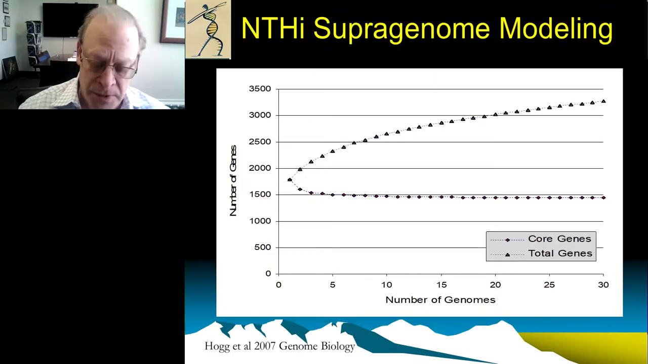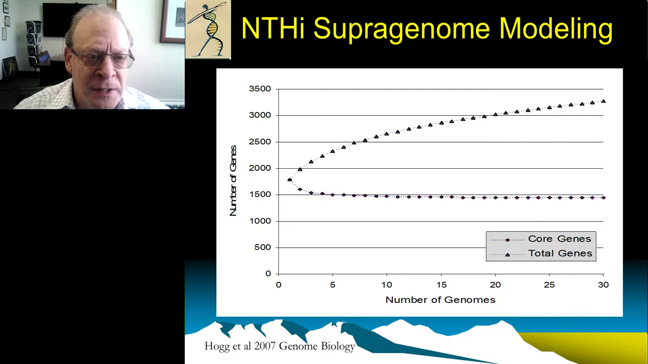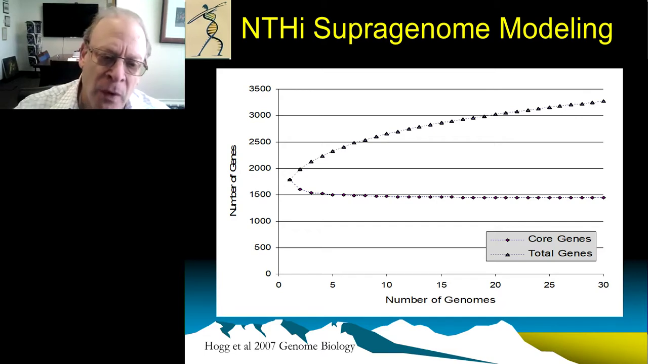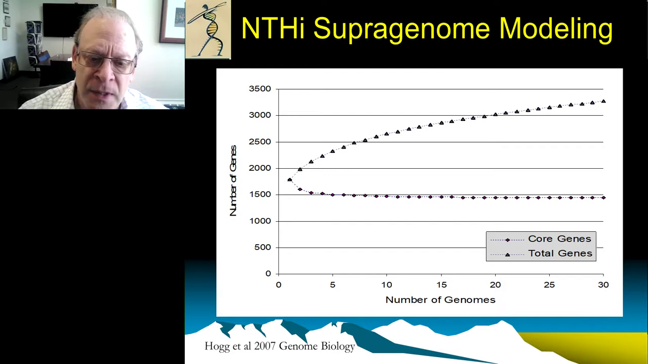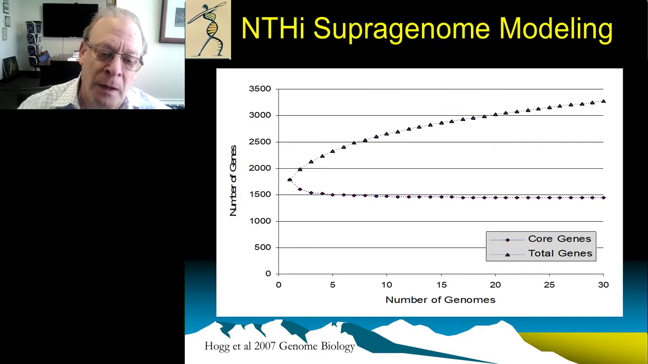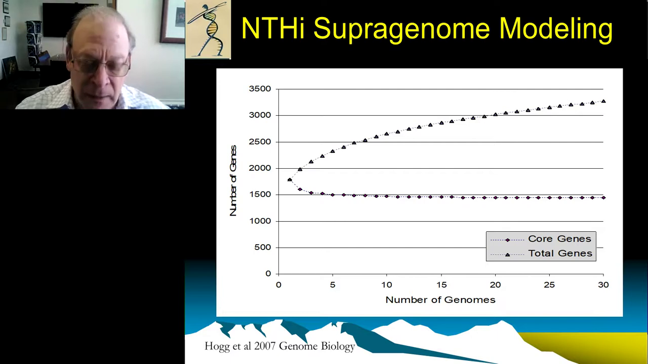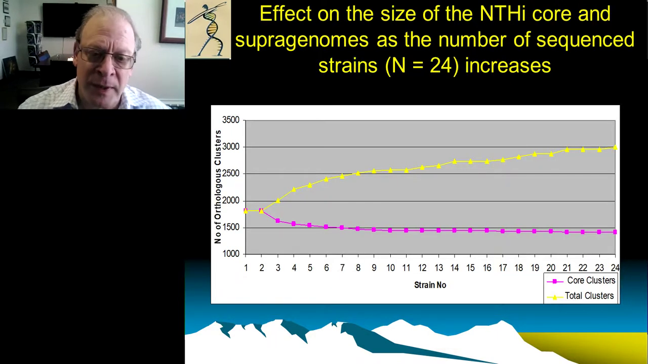Justin Hogg, who was a mathematician in my group at the time, developed what he called the finite supergenome model. And this is a graphical representation for Haemophilus influenzae here. You can see that in Haemophilus influenzae, you'd expect to have about 3,000 genes when you've got 24 genomes, based on his modeling. And what we found was that as we increased the number of genomes up to 24, his model was pretty much right on. We were right at 3,000 genes when we had sequenced 24 independent isolates.